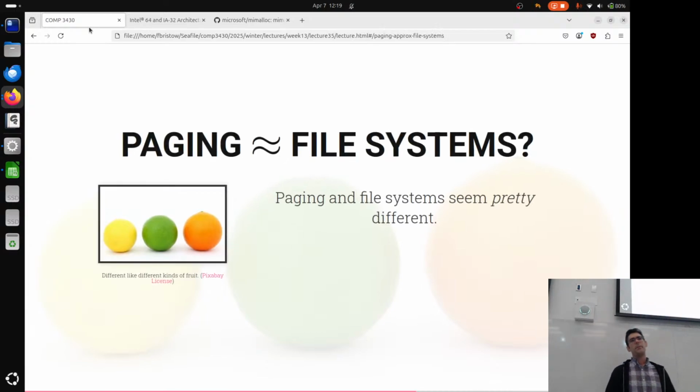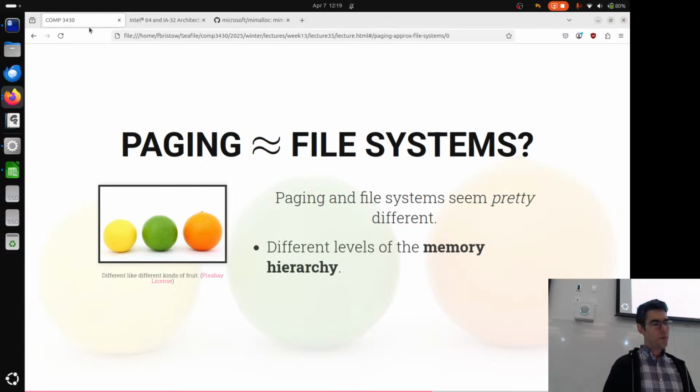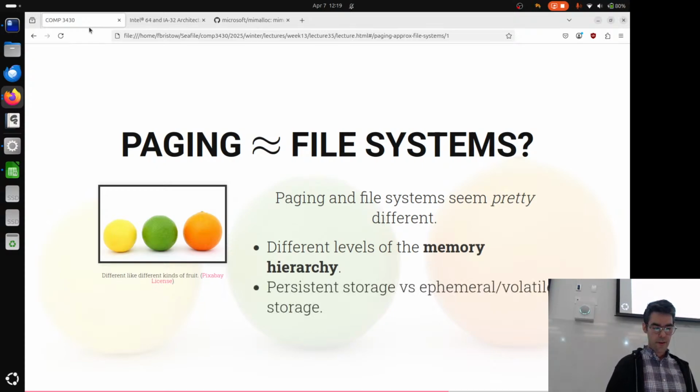Let's talk about file systems. Paging and file systems are, on the face of it, very different. They're totally different memories, different levels of the memory hierarchy. And they're also dealing with different kinds of data. File systems are usually dealing with persistent data. I care about this information. I need it to stay there when I turn my machine off. Whereas paging is dealing with memory, and usually that's ephemeral or volatile. When my machine turns off, it's gone, and when I turn it back on again, it loads it all up again based on the state of the machine as it's running.